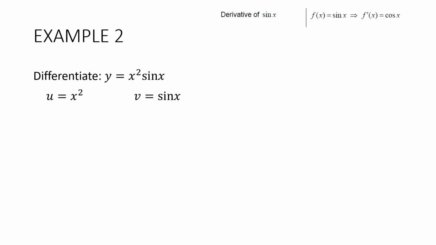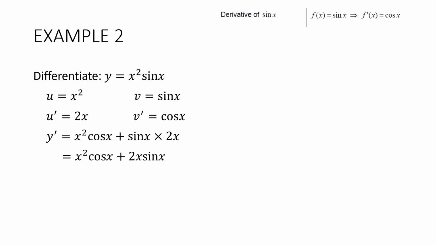So let's do the derivatives. u dashed is 2x, v dashed is cos x. And constructing the product rule, we're going to get x squared times cos x plus sine x times 2x. And tidying it up, our derivative is x squared cos x plus 2x sine x.